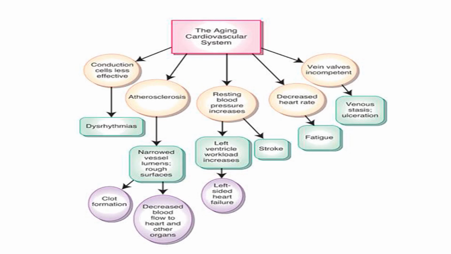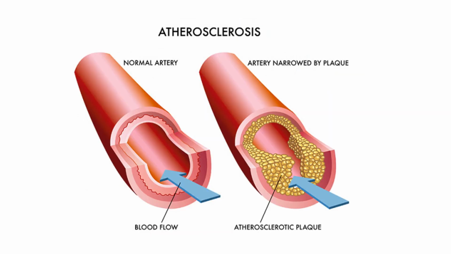Here is a concept map about the aging cardiovascular system. Here is your atherosclerosis. You can see a normal vessel compared to how that plaque builds up, which can decrease that cardiac blood flow.